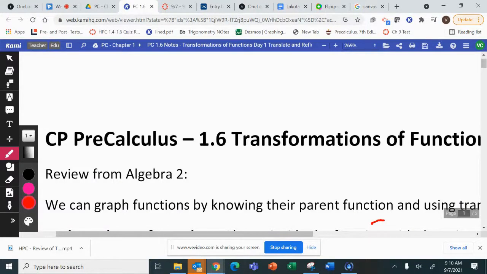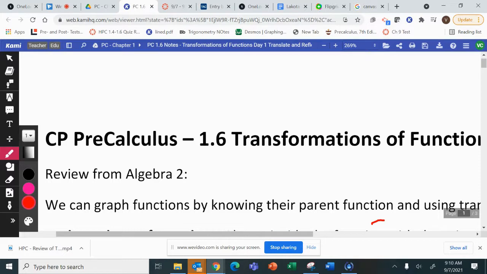Okay, so we're going to break the transformations down into 2 days. Maybe more, just depends how long this takes, but the goal is 2 days. 1.6, day 1, we're going to talk about translations and reflections, and then we'll do stretches and shrinks tomorrow, day 2.